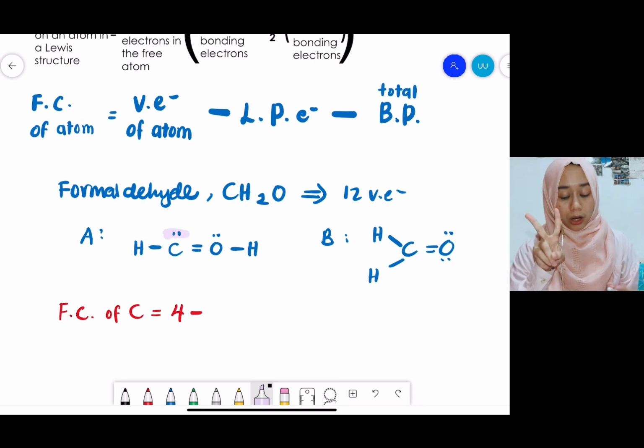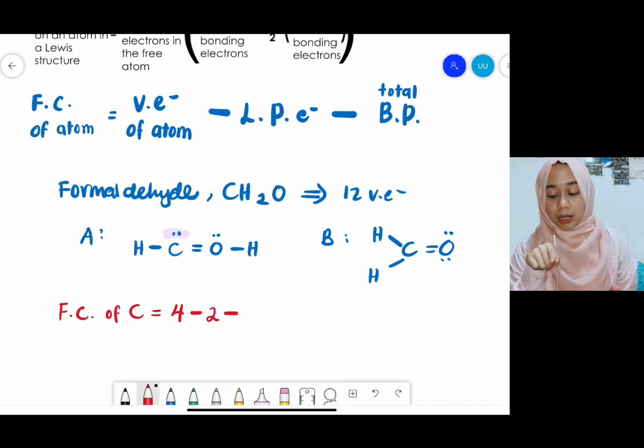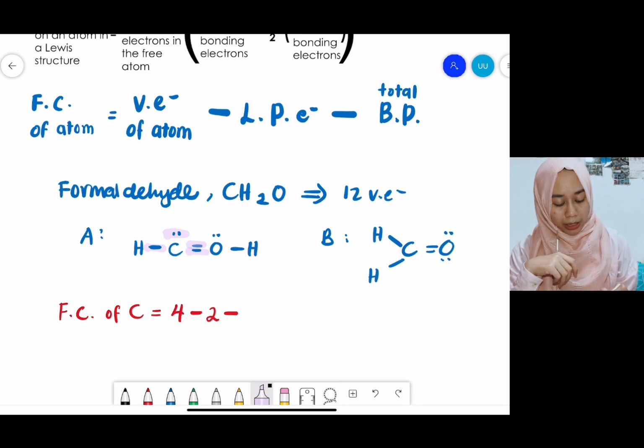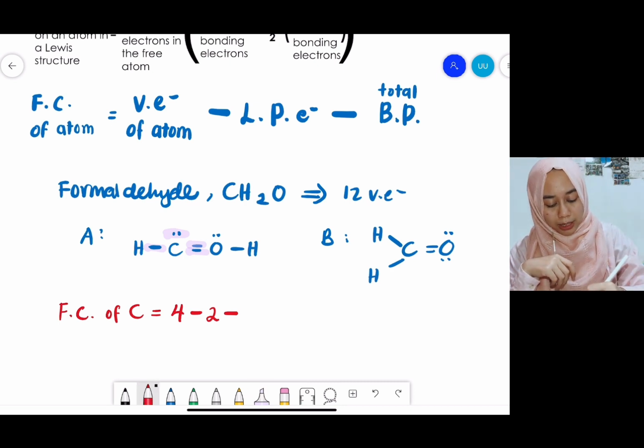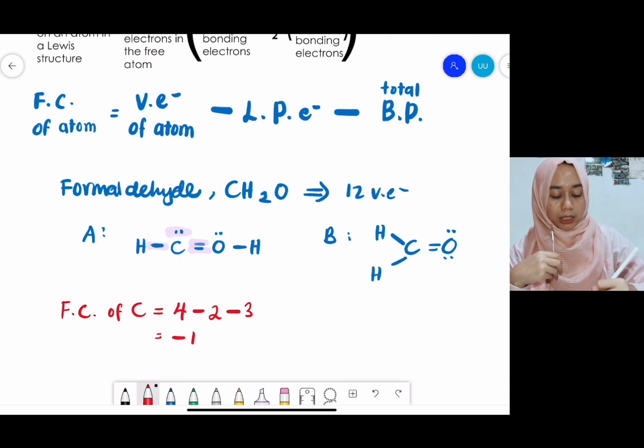Maksud ada 2 lone pair. So 2 lone pair, so tolak 2, and then tolak pula dengan total bonding pair. So ada berapa banyak bonding pair keliling carbon? Ada 1, 2, 3. So ada 3 bonding pair, so kena tolak dengan 3. Therefore kita dapat kat sini -1. So formal charge untuk kita punya carbon adalah +1.